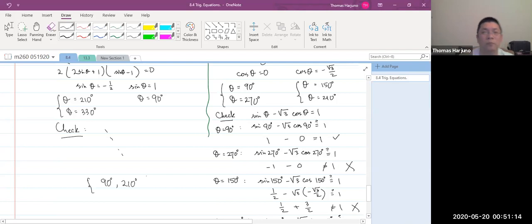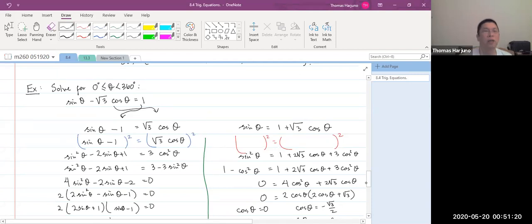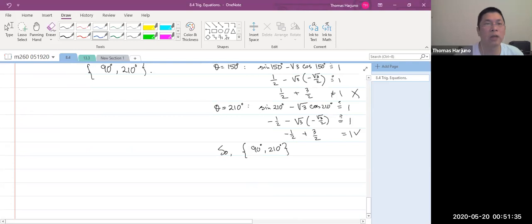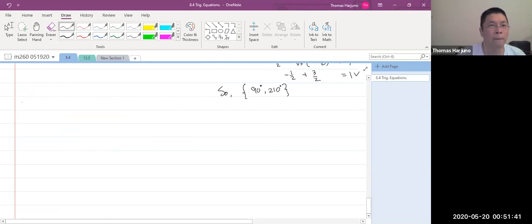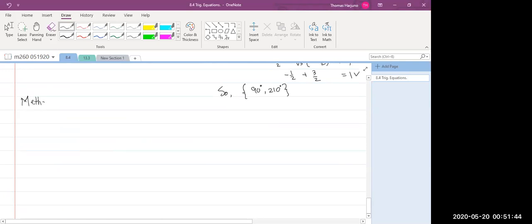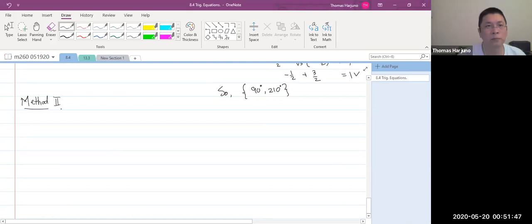Okay. Now that's the first method, and this first method happens to be 2 different ways. Method 1 is the most common method, used in pretty much every textbook, including this textbook. But I want to show you another method. Method 2, when we solve sine theta minus radical 3 cosine theta equals 1.